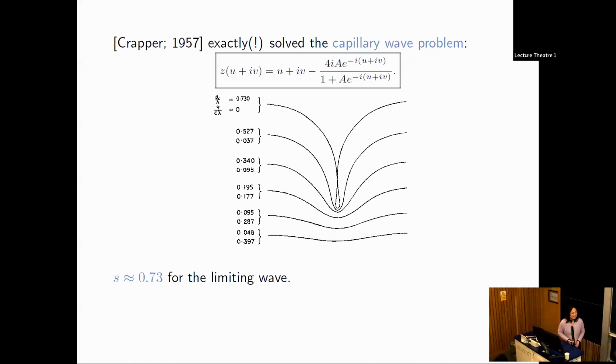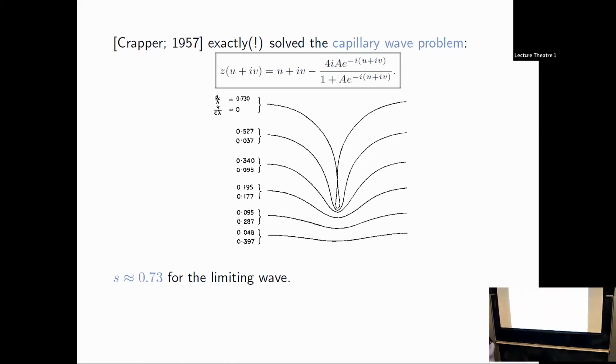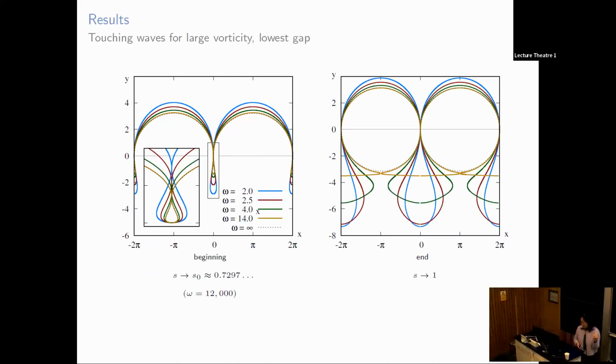Well, I discovered this by accident because we were stuck for a while. We didn't know what this limiting wave meant. And then we decided to look at something else. We wanted to look at the capillary gravity wave problem, and for that we wanted to look at the limiting case, the Crapper wave. And then this number seemed awfully familiar. So we went back and we plotted. Now this dotted curve is actually a plot of this limiting Crapper wave. And you see this agrees very well with the large vorticity touching wave.